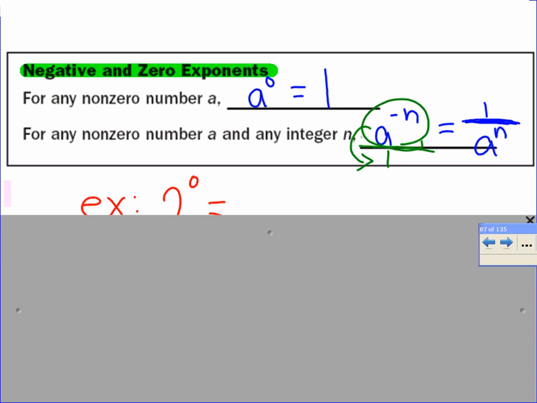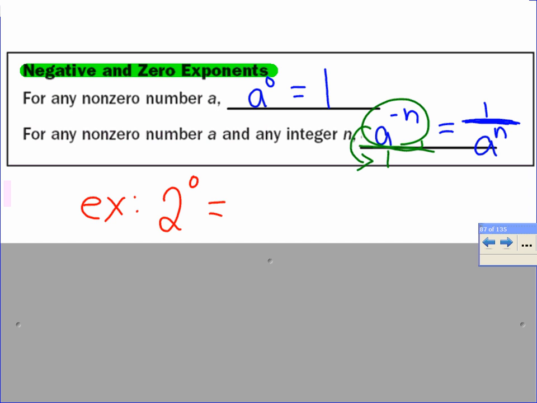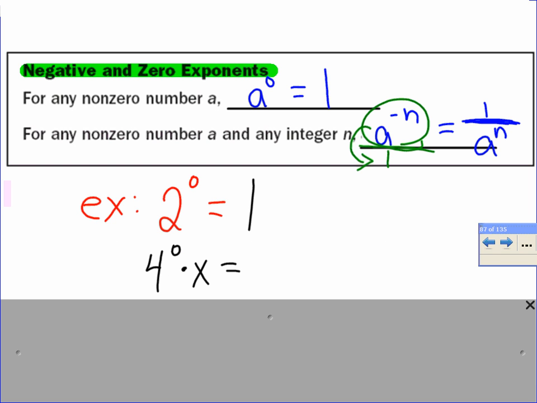Let me show you some examples. I want you to add these underneath that little box. 2 to the 0 power would be what? Good. Anything to the 0 power is 1. Second example, write down 4 to the 0 times x. 4 to the 0 is 1. So you'd have 1 times x, which, as Doug said, the answer is x.